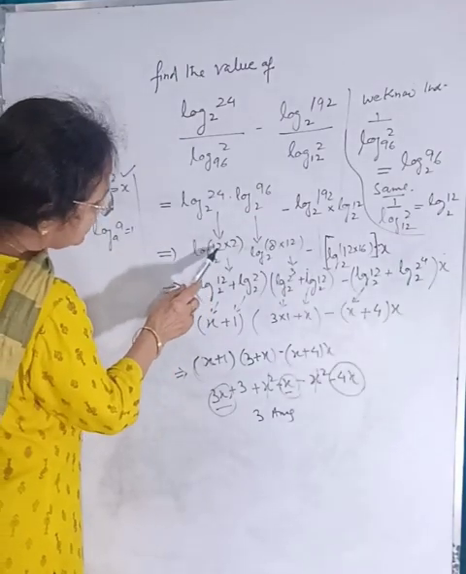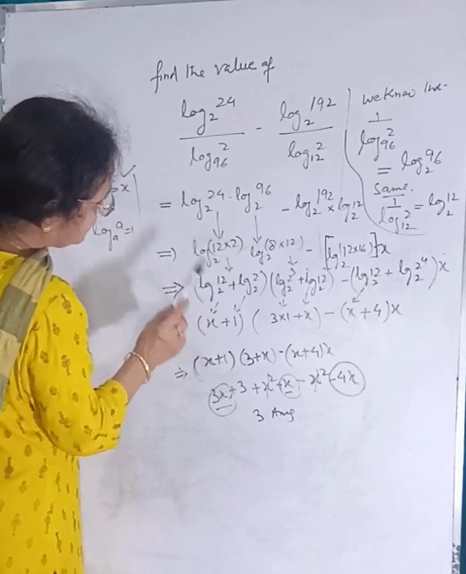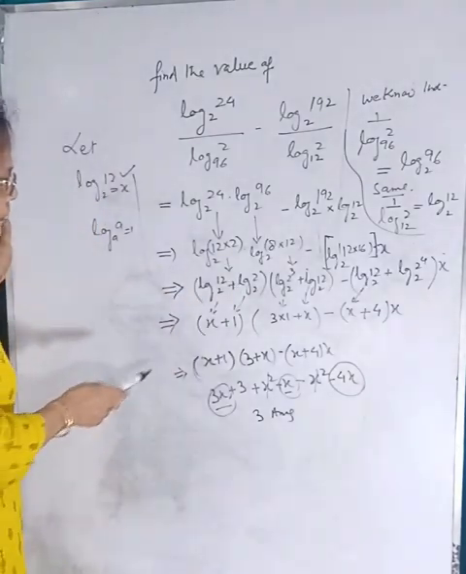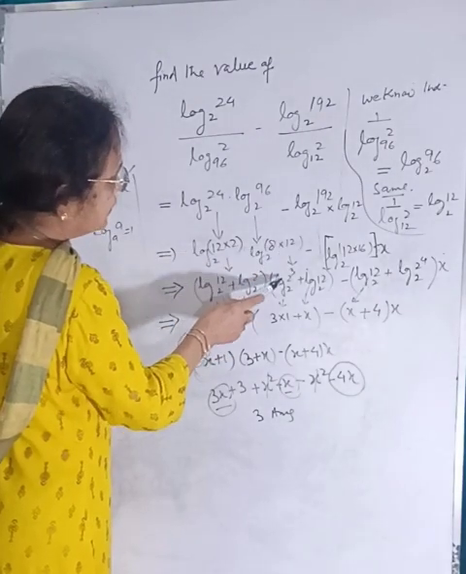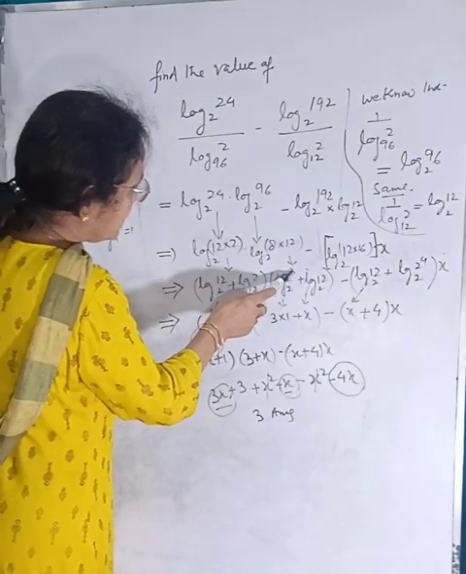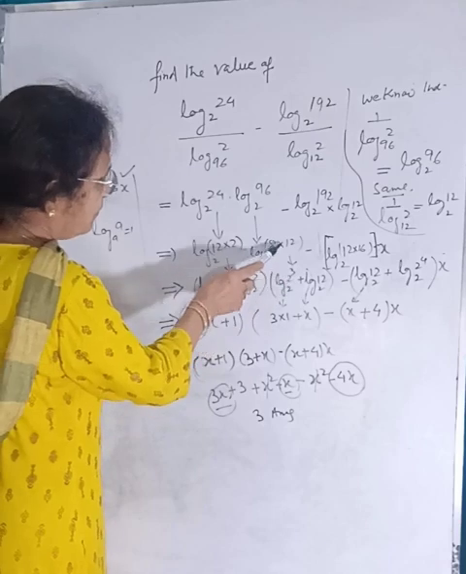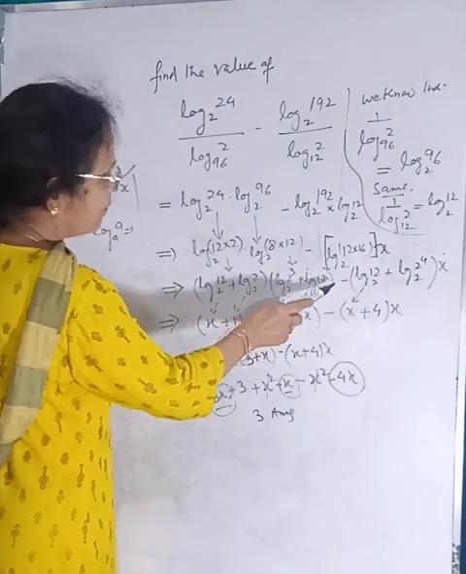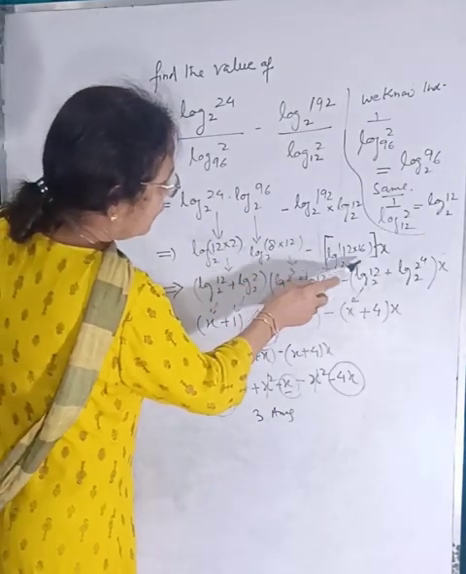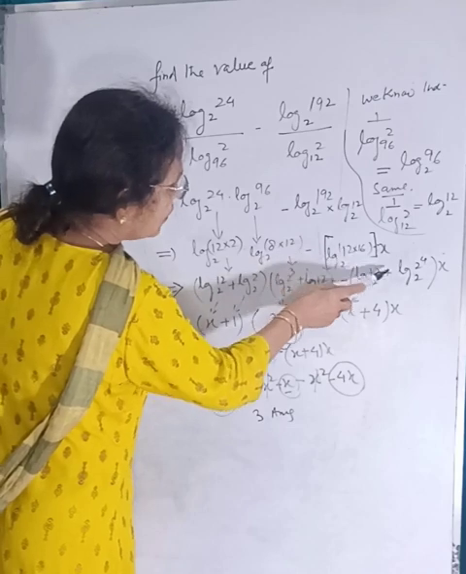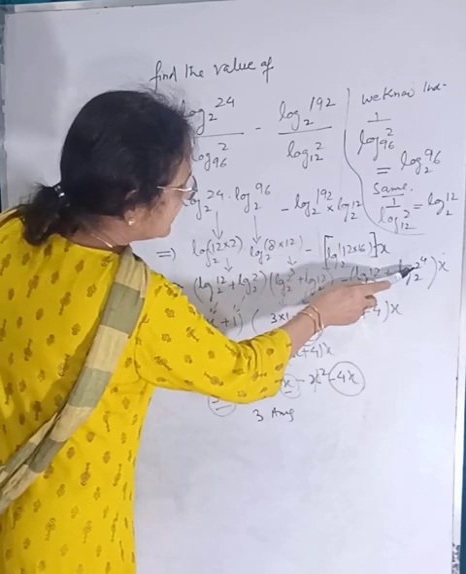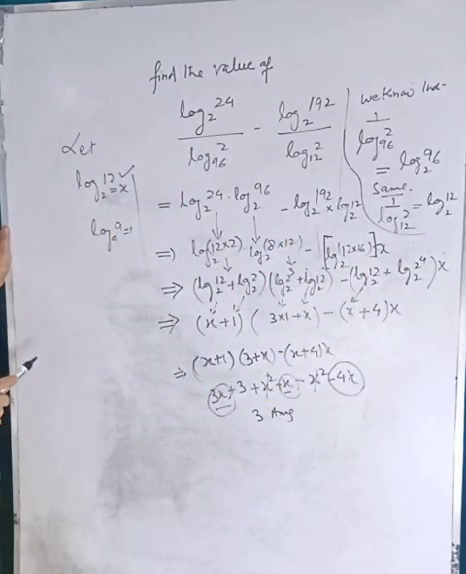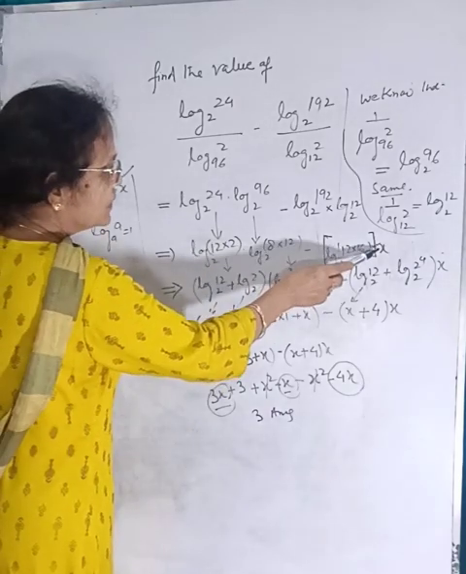This log of 12 with the base 2 is equal to x plus log of 2 with the base 2 हो गया into log of 8 can be written as log of 2 to the power 3 with the base 2 plus because it is multiple, log of 12 with the base 2 minus log of 12 with the base 2 plus log of 16 can be written as 2 to the power 4 with the base 2 into x. Clear?